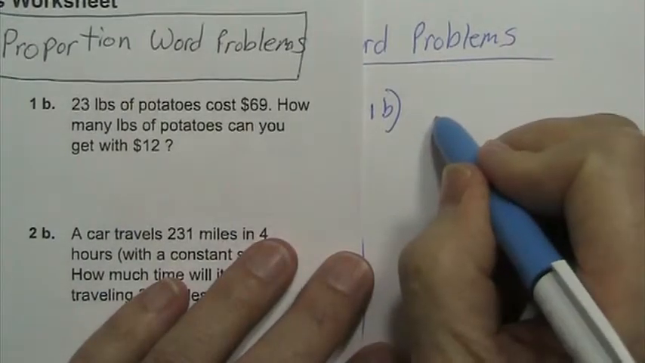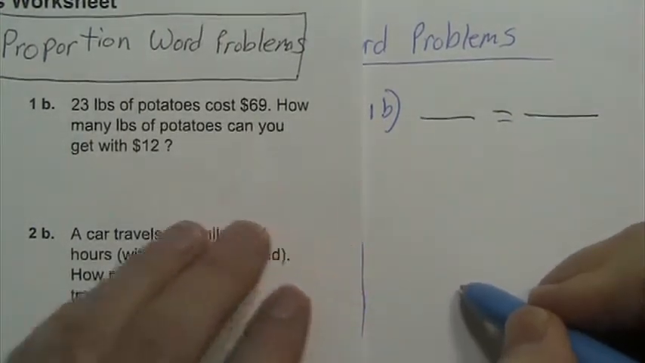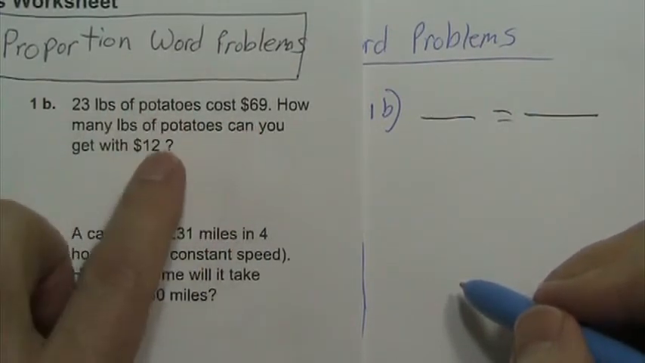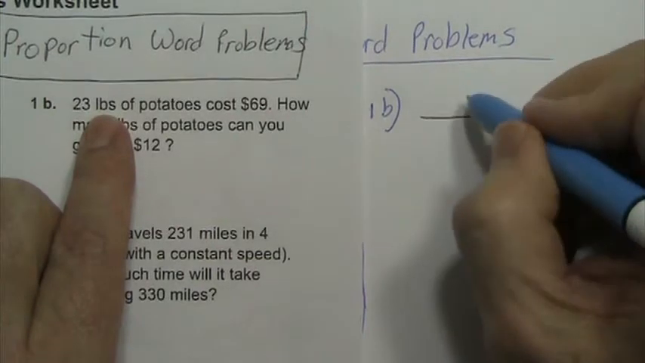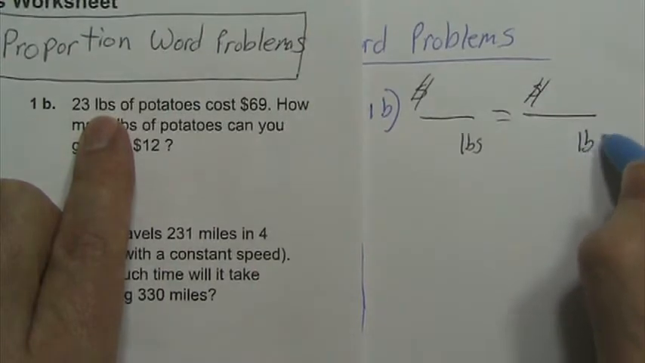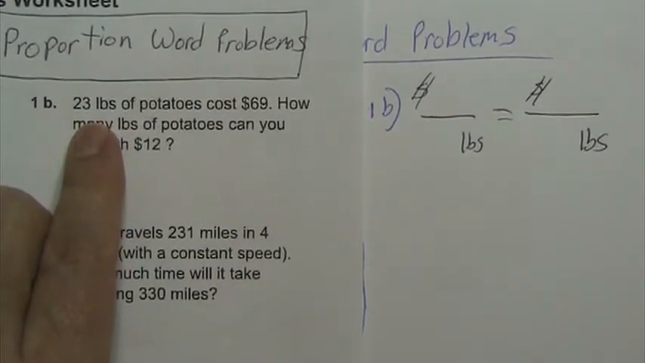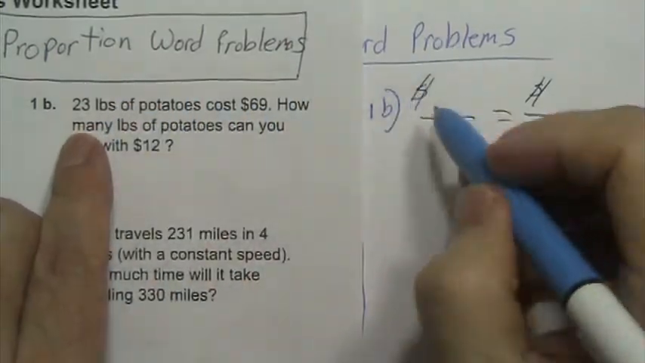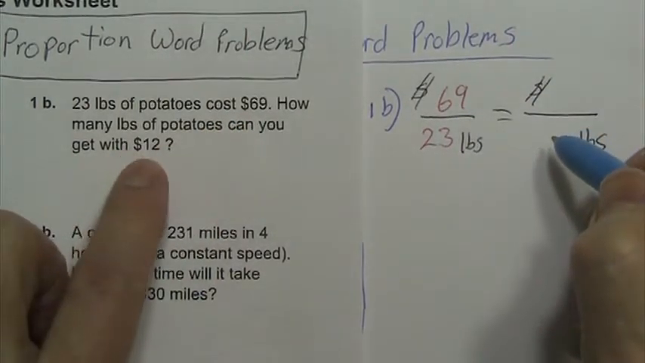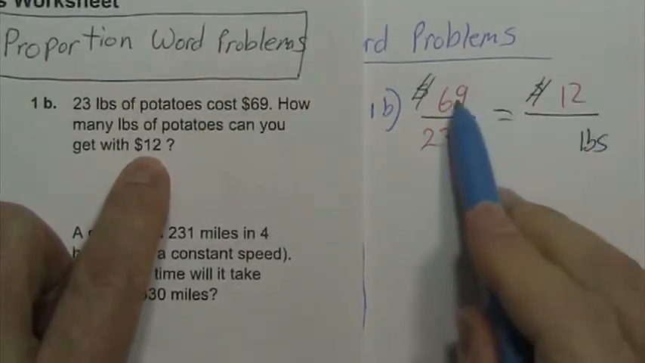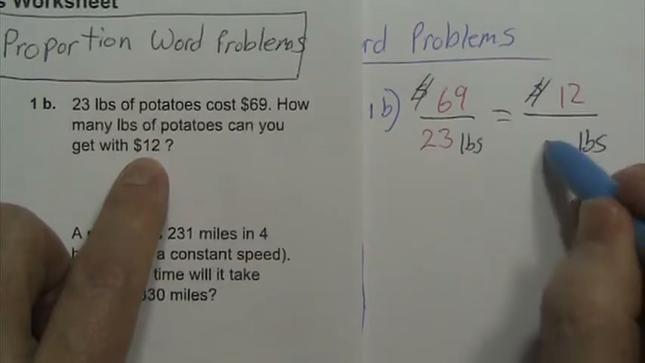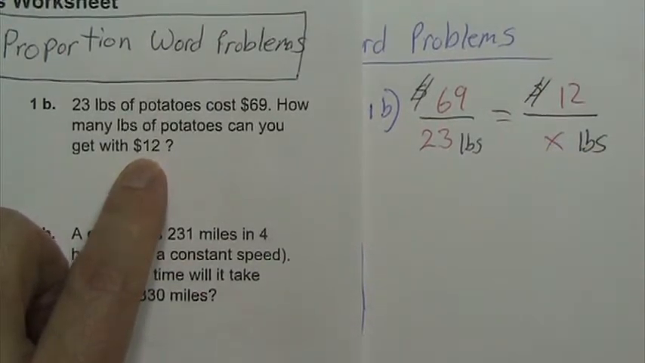Number 1B, I set up my proportion. I put my units in. You can put dollars or pounds. It doesn't matter which one you put on top since we're not finding unit rate. I'm just going to go with dollars and pounds just because normally that's how we read things off. I put the numbers in now. These two go together, 23 pounds for $69, and then how much for $12? You know it's got to be less, right? This is going down, so this number here has to be less than 23 because you're scaling down.